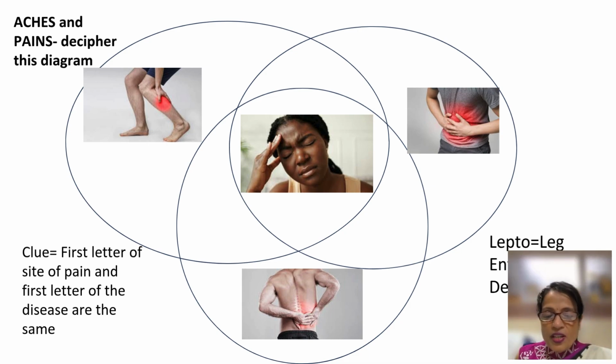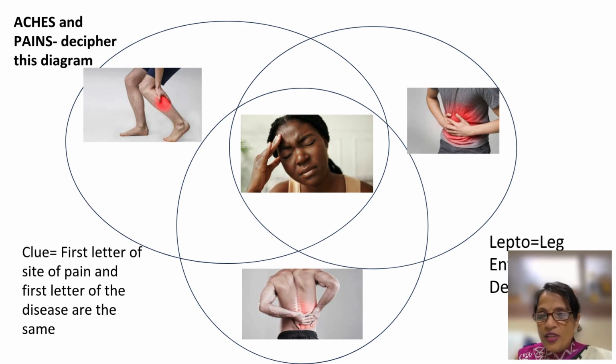Now, friends, let us try to understand the different aches and pains along with the fever, and that may give you a clue for the diagnosis. See, let us try to decipher this diagram. There are three clinical conditions, and the common feature between the three clinical conditions is headache, and along with that, the other pains. Let us try to analyze. See, the clue is the first letter of the site of pain and the first letter of the disease are the same. So here we see pain in the leg. So L. L is leptospirosis, very characteristic there.